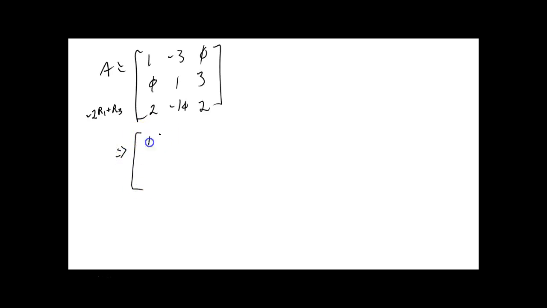Row 1 stays the same. 1, negative 3, 0. Not too surprising. Row 2 stays the same. 0, 1, 3. Not too surprising. What does row 3 become? 0, negative 4, 2. Okay, my hearing's bad. Now, are we upper triangular yet? Not quite. What do we need to do?